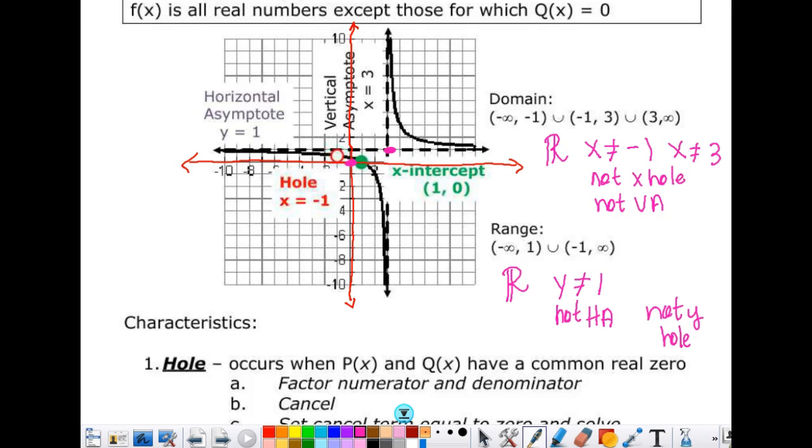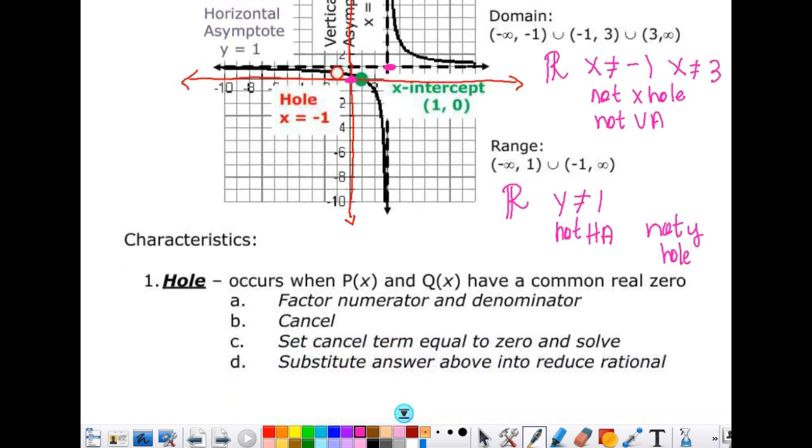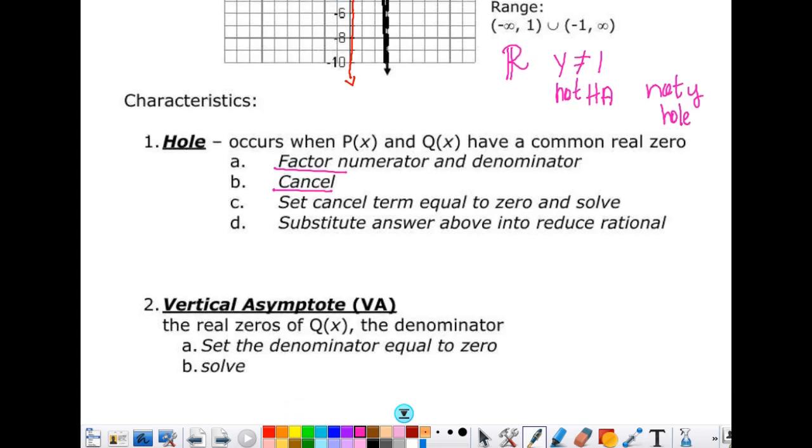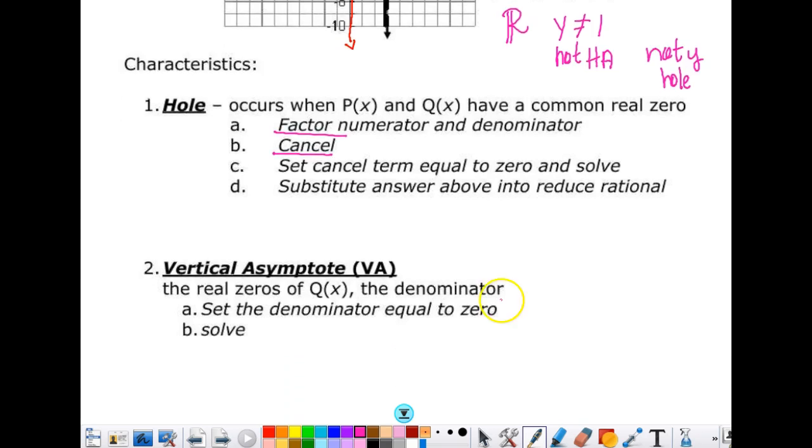Okay, so now let's look at some of these characteristics. Like I said, we're going to talk about the hole tomorrow, but for the hole, you factor your function, and then whatever cancels out becomes your hole. And we'll talk about that tomorrow. The vertical asymptote, you set your denominator equal to 0.